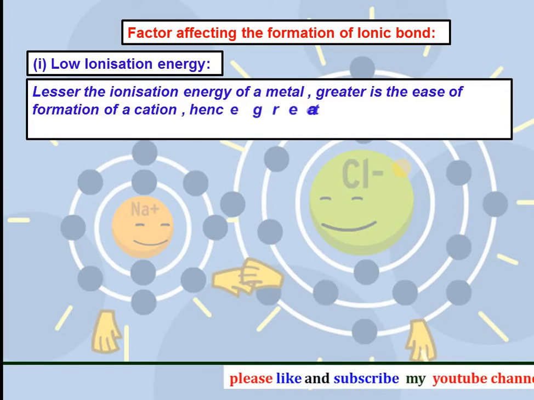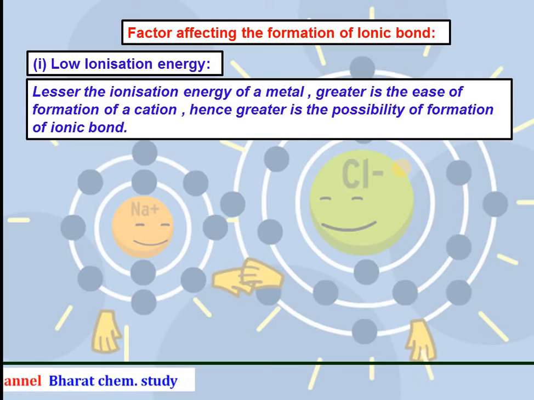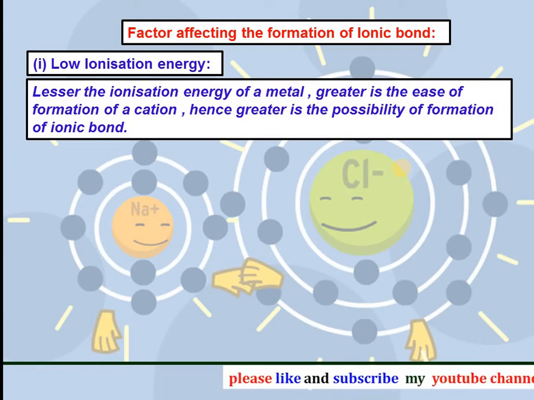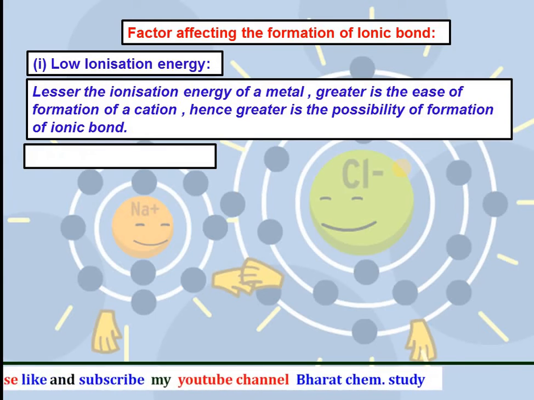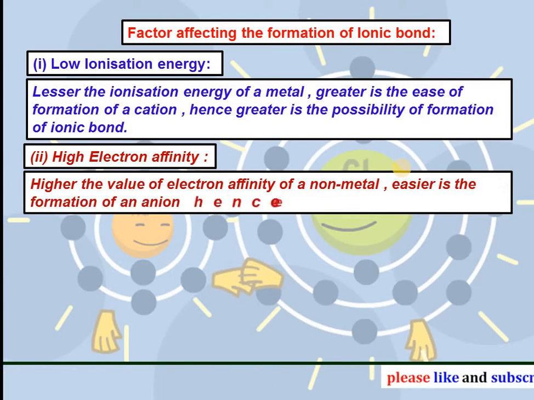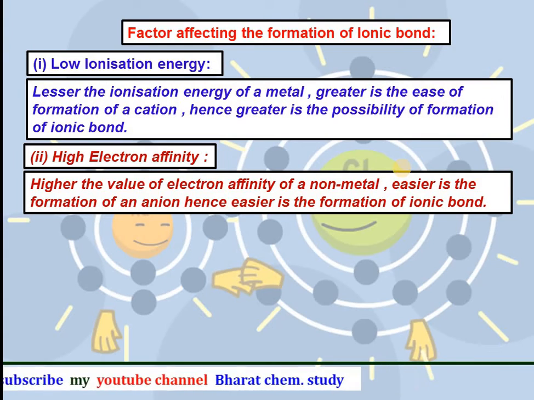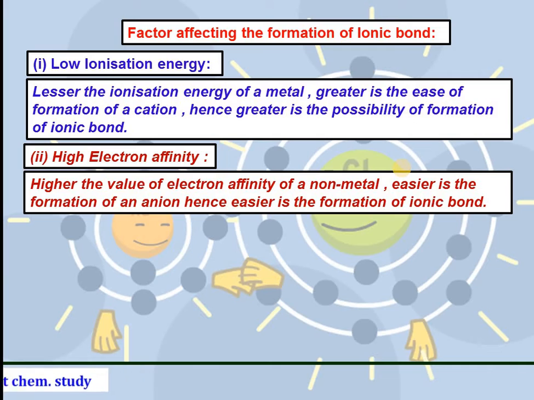Lesser the ionization energy of a metal, greater is its tendency or ease of formation of cation by losing electron. Hence, greater is the possibility of formation of ionic bond. Second factor is high electron affinity. Higher the value of electron affinity of a non-metal, easier is its tendency to gain electron and form an ion. Hence, easier is the formation of ionic bond.